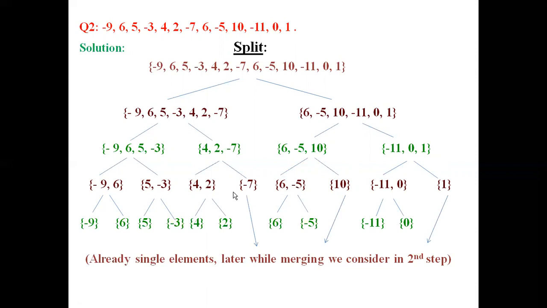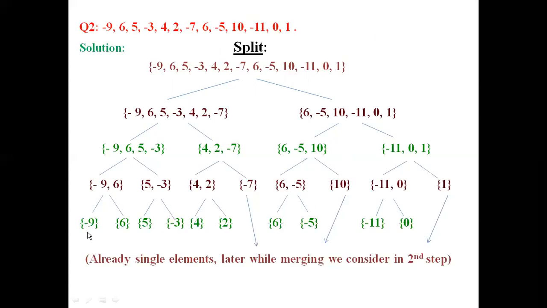So single elements which were already single, became single in the previous but one step, will be considered in the second step of merge. That is what we mean to say. So in the merge concept, we take all the elements that were there in the last step of split. It is minus 9, 6, 5, minus 3, 4, 2, 6, minus 5, minus 11, 0. These elements we consider in the first step of merge. In the second step of merge, we consider these elements left over, that is minus 7, 10, and 1.